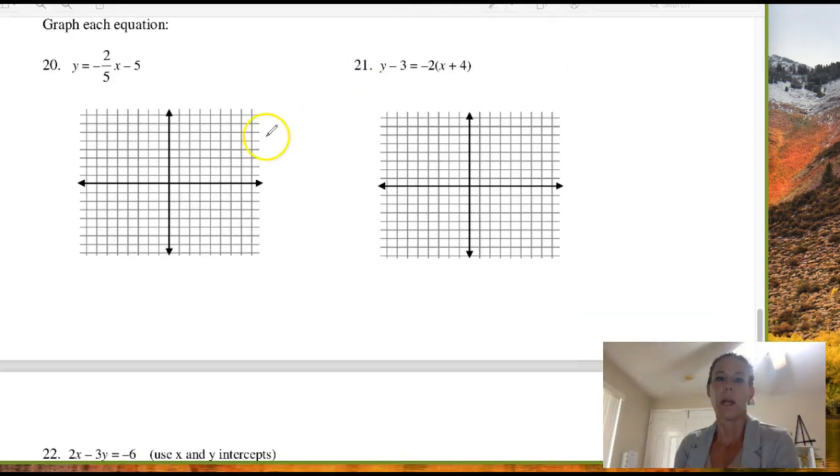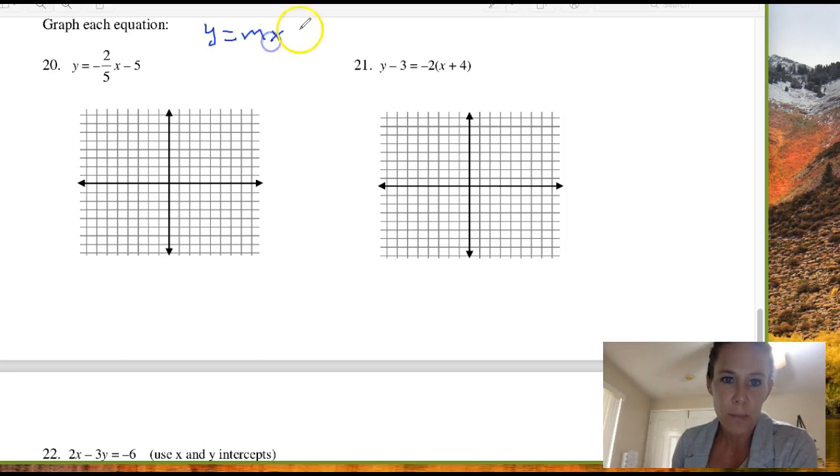All right. Okay, we're on to graphing. Remember, y equals mx plus b is our friend for graphing. This is the form we want to be in. This one is already in that form: something times x plus a constant or minus a constant. This is not. This one is in point slope form, so I'm going to want to change it.